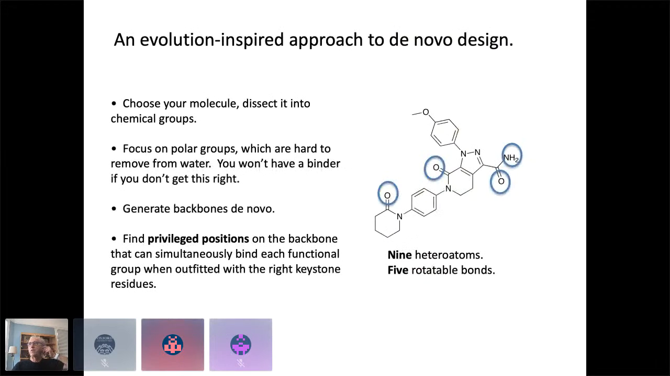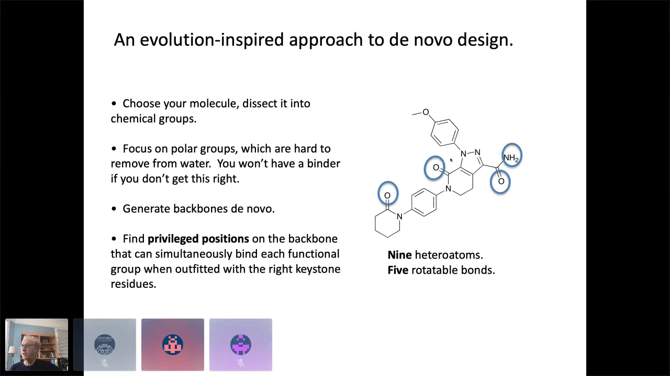So an evolutionarily inspired approach would be to choose a molecule of interest such as this. And then we're going to worry about burying the most difficult groups. These are the ones that are hardest to take out of water and put inside a protein.